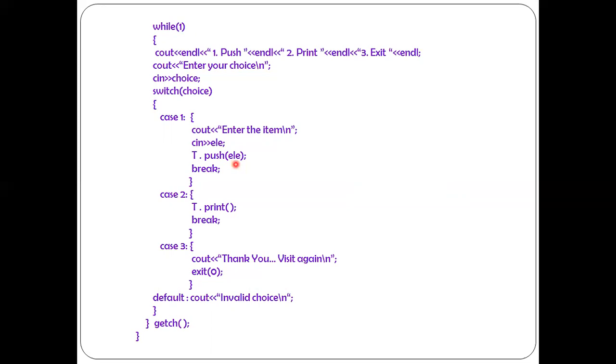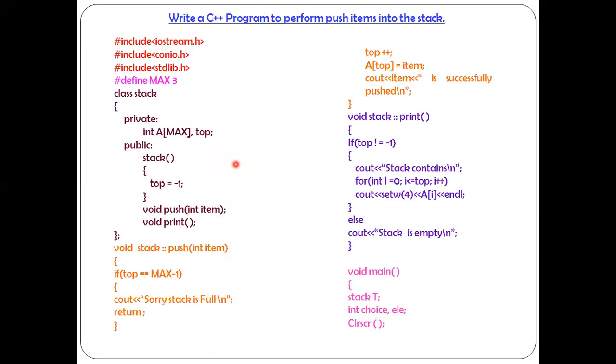That means this is carrying element 10 from this main function to that member function. Directly it will go and hit the member function. Where is the push function? It's here. The cursor comes to this particular line.